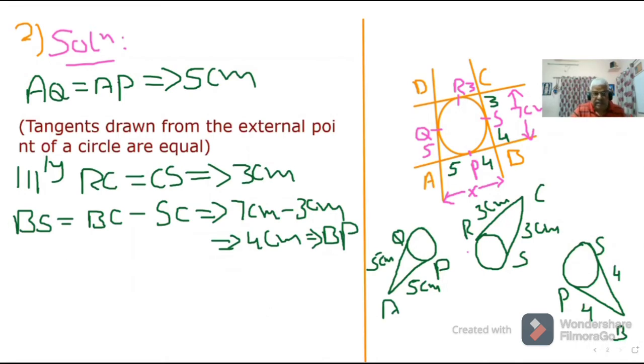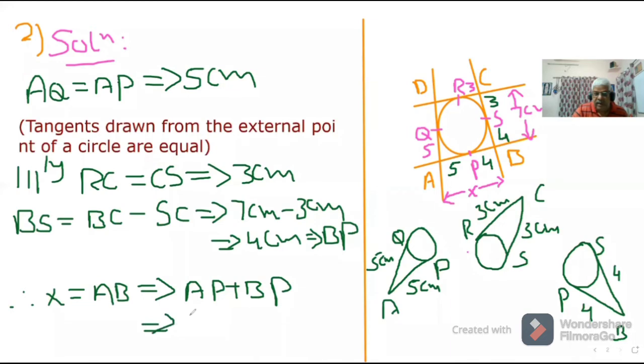So finally, what you can write? X equals AB, which can be written as AP plus BP, which is equal to 5 plus 4, which is finally 9 centimeter. So this is your answer.